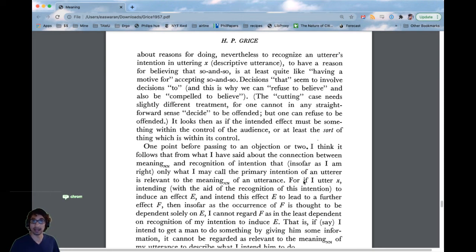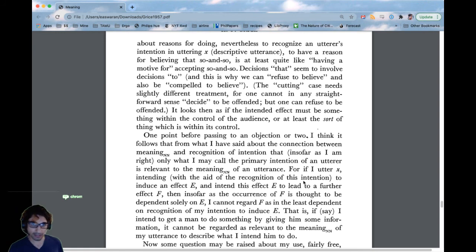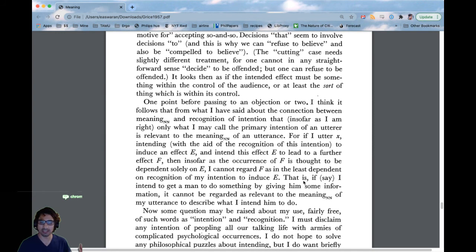And Grice says, yes. It looks then as if the intended effect must be something within the control of the audience, or at least a sort of thing which is within its control. Now here, some philosophers in epistemology worry about whether or not beliefs really are within our control, whether I can decide to believe, but Grice is assuming we can.